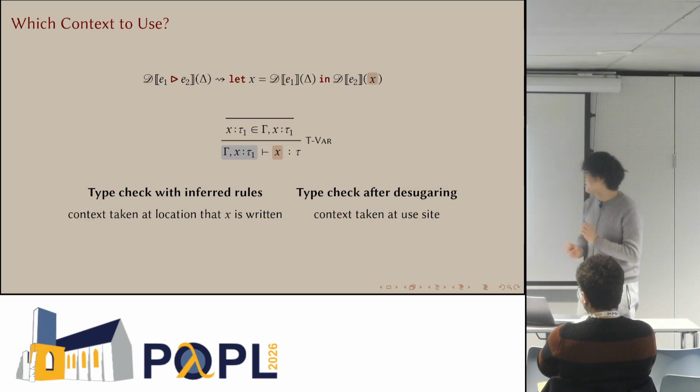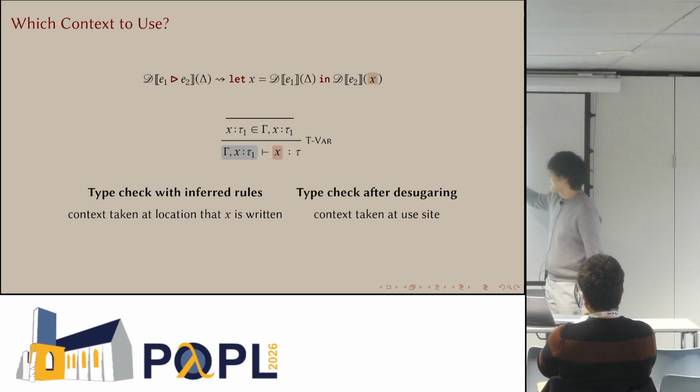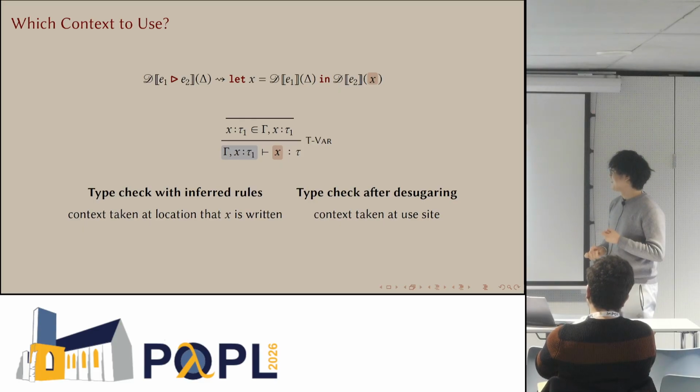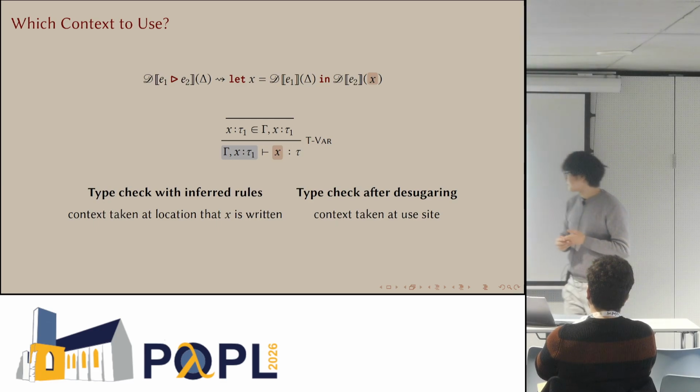There are some technical things about this, so I will go over this briefly. So we did early typing. There is actually a mismatch in what context to use. We said this x can be type checked under this blue context, which includes the x binding. So why gamma and x of tau1? Why not just gamma? Because this x is written here under the let binding. This is like some kind of local reasoning. So in early typing in our method, the context will be taken at where the x is written.